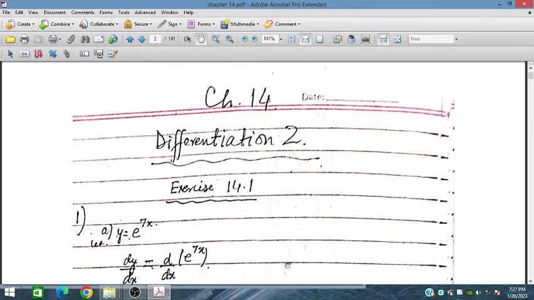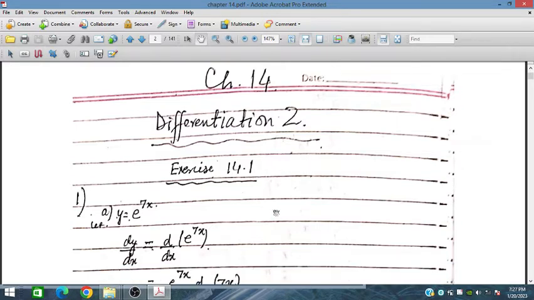Bismillah ar-Rahman Rahim. In this session, we will discuss chapter 14 on differentiation 2. Earlier, we have discussed differentiation 1 in previous exercises, and in this session, we will discuss exercise 14.1 under additional mathematics course for IGCSE and O level students. And this is a little advanced version of the previous differentiation topic.